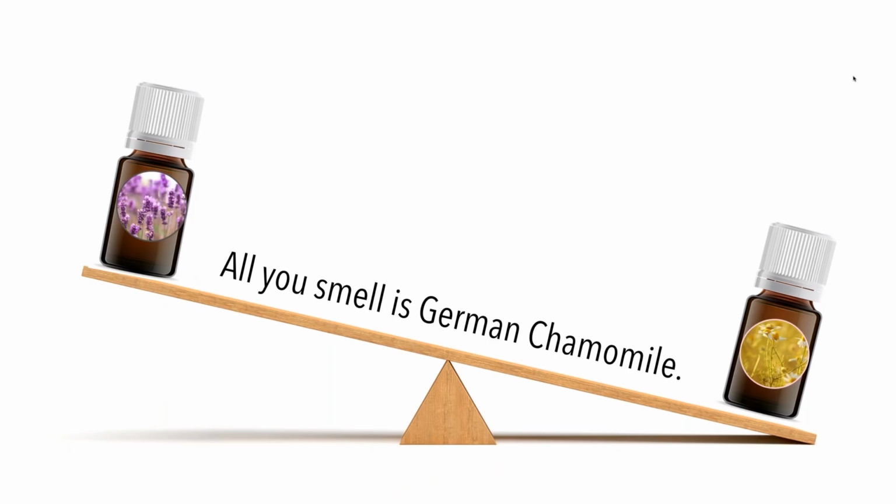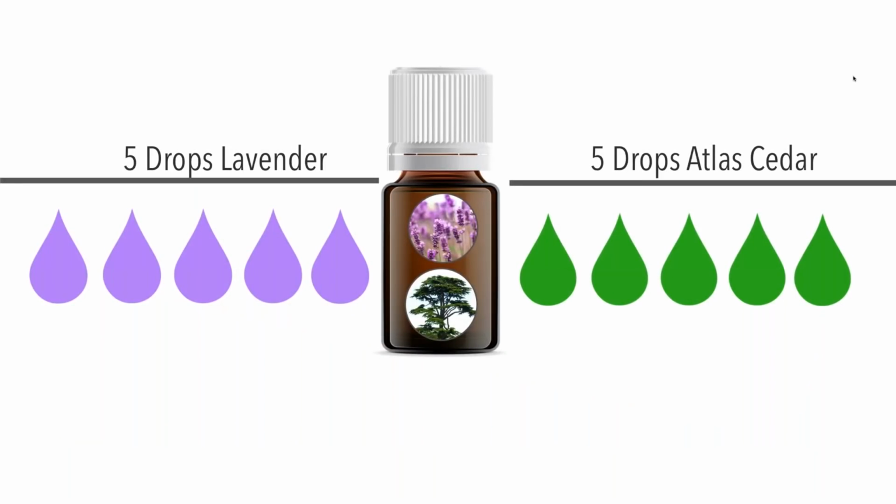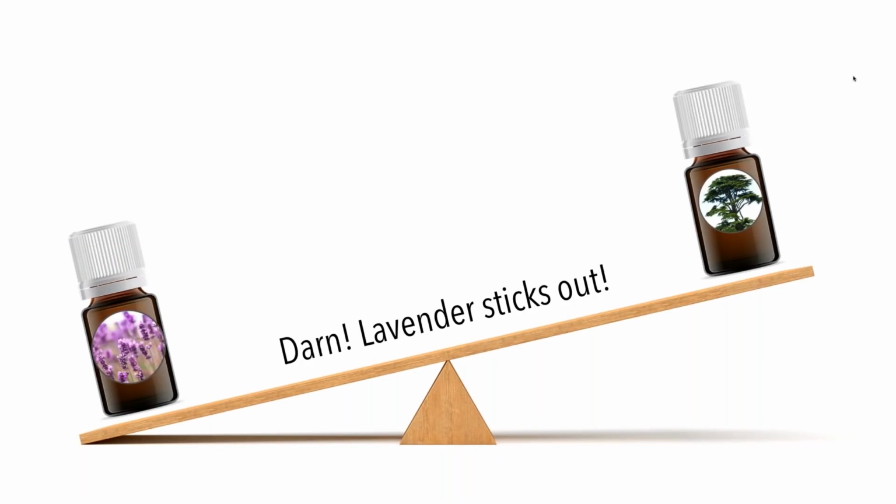Okay, let's try again. Let's keep the 5 drops of lavender, but this time let's combine it with 5 drops of Atlas cedar. Will it smell balanced? Nope. This time, lavender sticks out because Atlas cedarwood has a soft aroma. But don't despair, there is a method for balancing aromas in a blend. We're about to create synergies that are beautifully balanced.